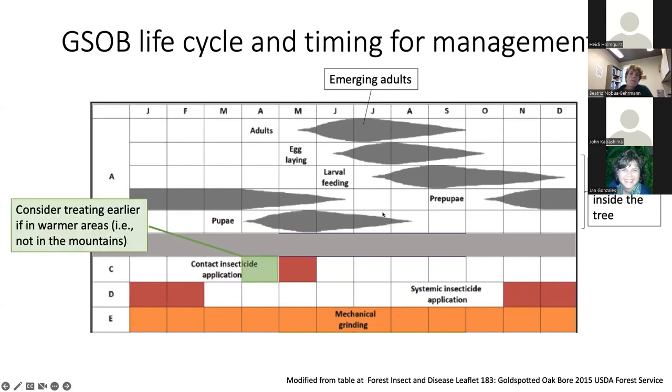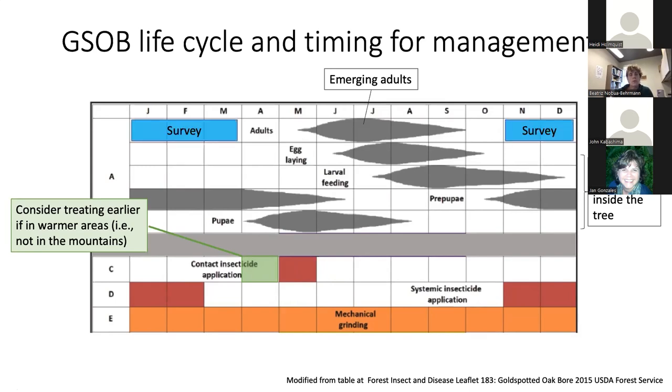So for treatments, if you're going to do a contact insecticide, you want it to be applied right as the adults start to come out. And I put a note here that you should consider treating a little bit earlier if you're not in the mountains. If you're in the coastal area here, it should be a little bit earlier, because this life cycle has been done with data from Green Valley, which is at a little bit higher elevation and a little bit colder. Over here in the coastal area, everything is kind of shifted a little bit earlier.